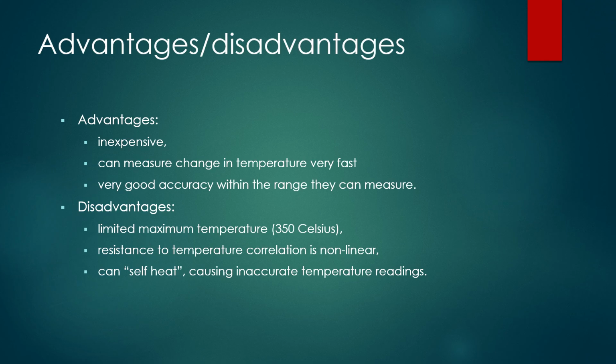The disadvantages of a thermistor are that it is limited to a maximum temperature, usually about 350 Celsius, but it depends on the material used. Another disadvantage is the resistance to temperature correlation is nonlinear. It is in fact logarithmic. And the last disadvantage is that it can self-heat, causing inaccurate temperature readings, which can be very detrimental in really specific situations.